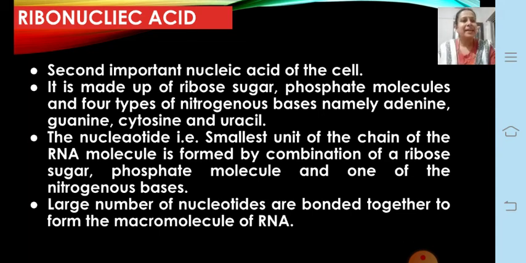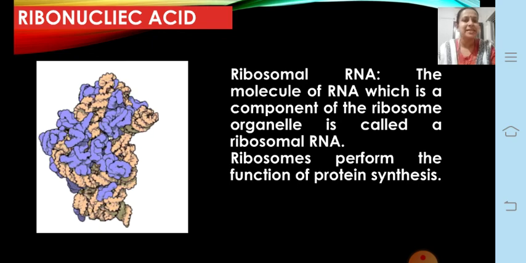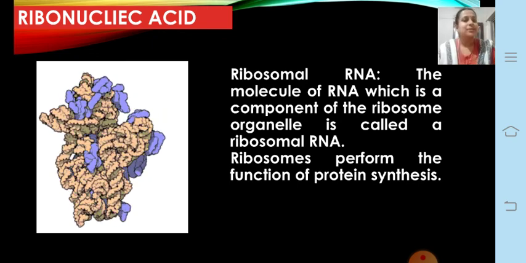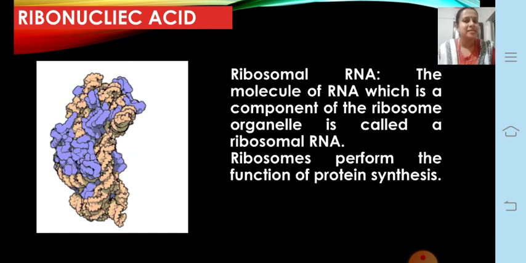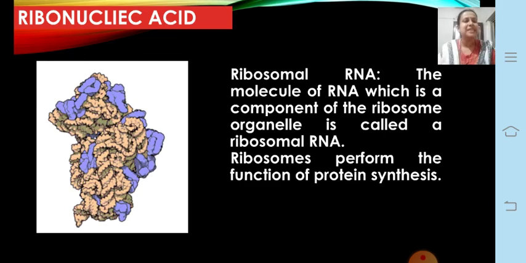Now depending upon the functions of the ribonucleic acid, there are three different types of RNA. So the first one is ribosomal RNA. You can see that dome shaped structure which was there, also called ribosomal RNA. You can see the structure of ribosomal RNA, how it is twisted, but it's a single strand.